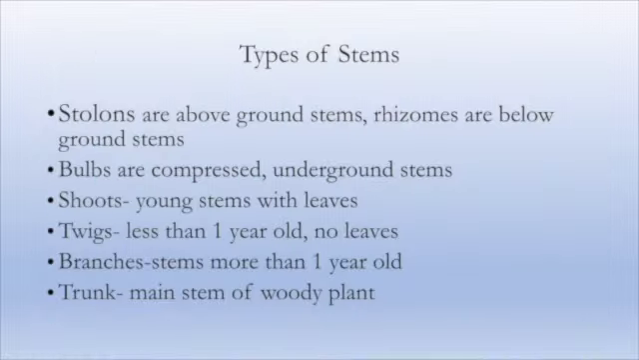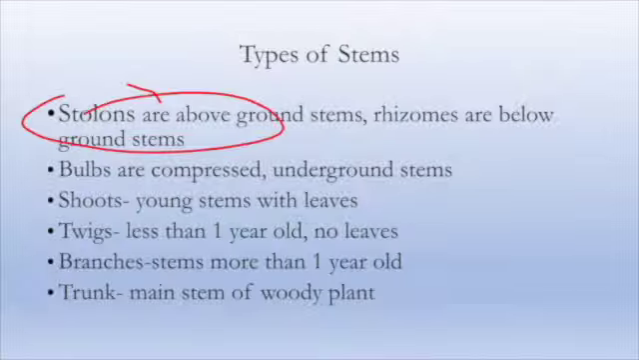All right, so there are different types of stems. Right now, we're just going to focus on two, stolons and rhizomes. Stolons are on top of the surface of the ground. Rhizomes are in the ground. The reason that's important is St. Augustine grass has stolons.